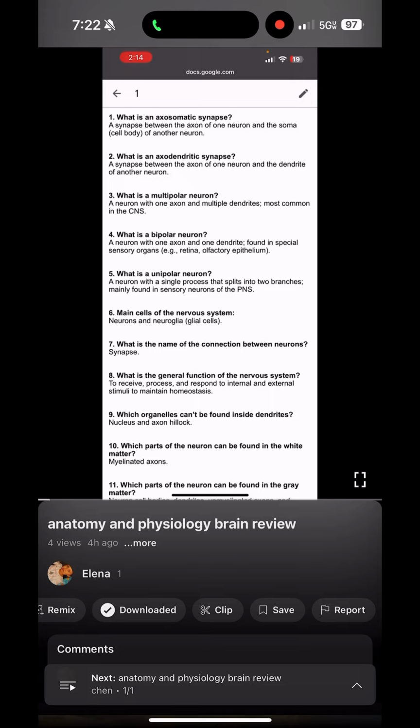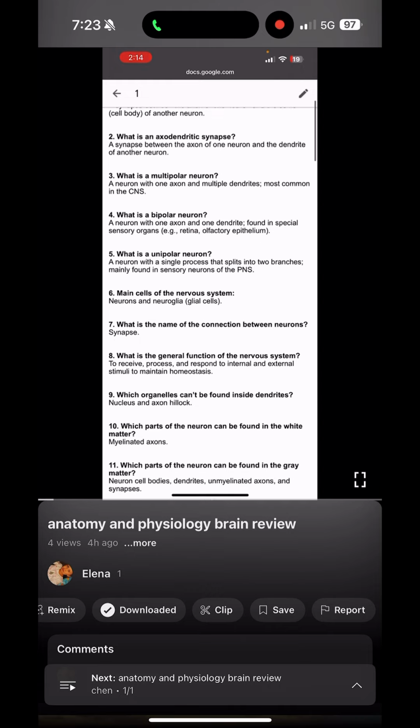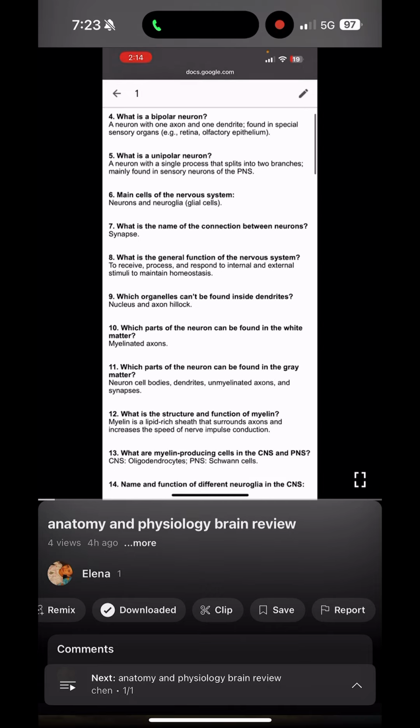What is a multipolar neuron? A neuron with one axon and multiple dendrites, most common in the CNS. What is a bipolar neuron? A neuron with one axon and one dendrite, found in special sensory organs, such as retina, olfactory epithelium. What is a unipolar neuron? A neuron with a single process that splits into two branches, mainly found in sensory neurons of the PNS.